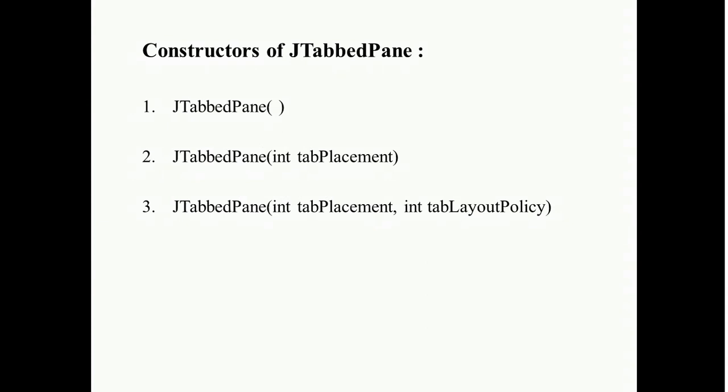Next, see the constructors of the JTabbedPane. JTabbedPane has three constructors. First is JTabbedPane. It is a default constructor. Second is JTabbedPane having one parameter, int tabPlacement. And the third constructor is JTabbedPane having two parameters, int tabPlacement and second parameter is int tabLayoutPolicy.